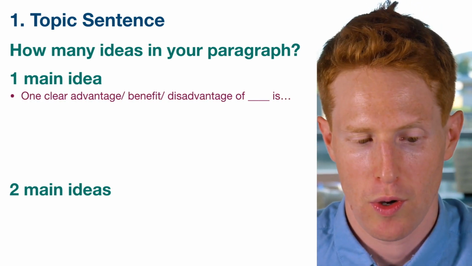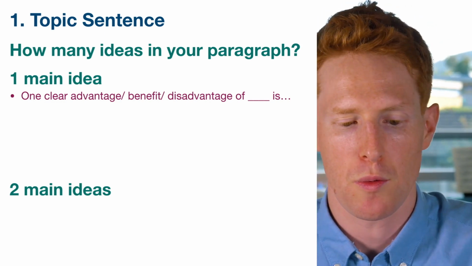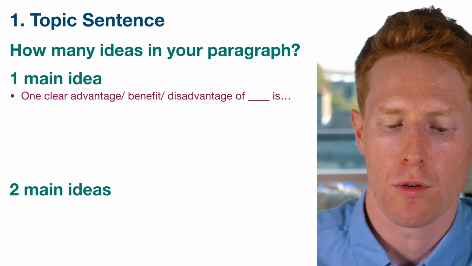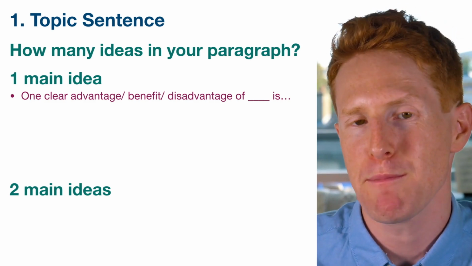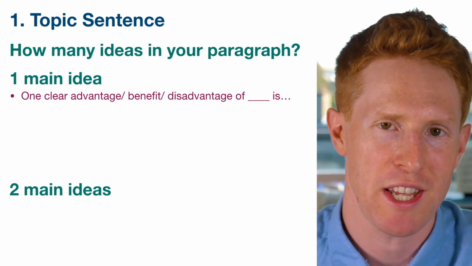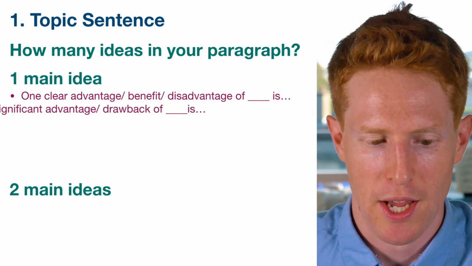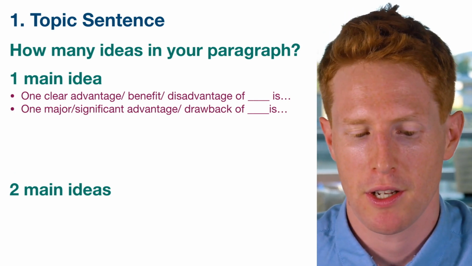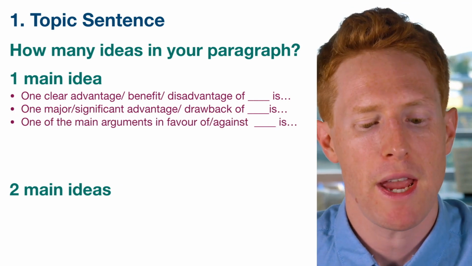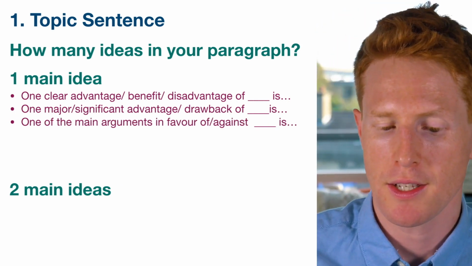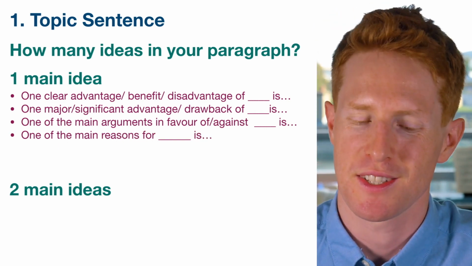One clear advantage or benefit or disadvantage of something is. So, one clear advantage of having regular exams at secondary school is that teenagers will have ample examination practice before going into higher education. We could also say, one major or significant advantage or drawback of something is. One of the main arguments in favor of or against something is. One of the main reasons for something is.